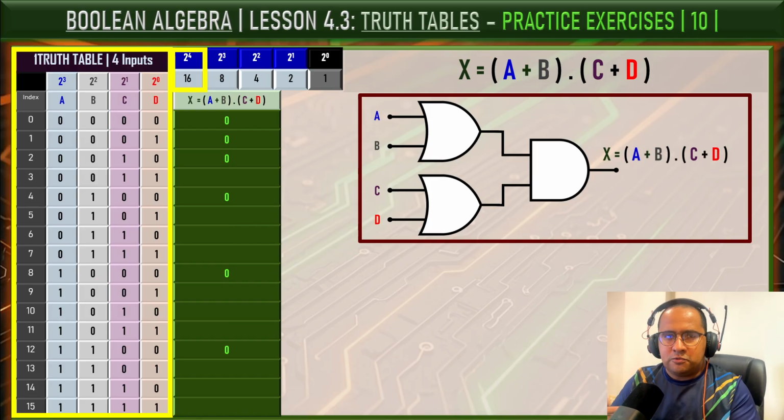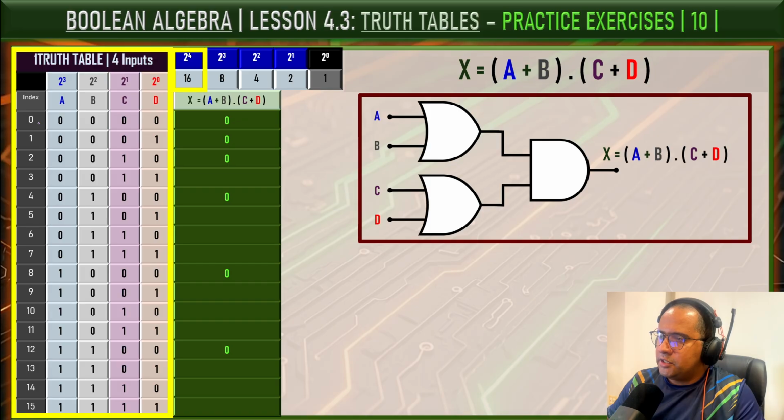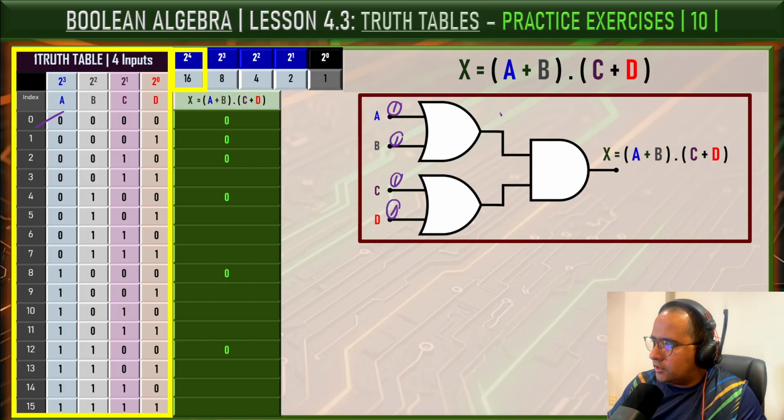Let's verify this with a few examples. Consider row 0, okay? A and B are both equal to 0, and C and D are both equal to 0. Therefore, the first OR gate produces an output 0. Since one input of the final AND gate is already 0, the final output must also be 0.